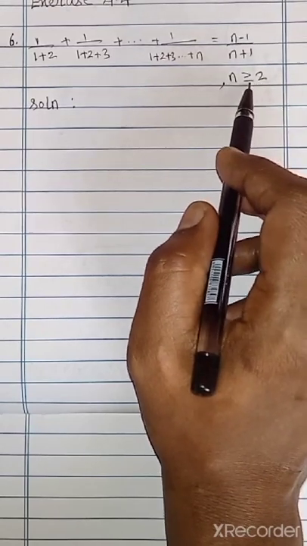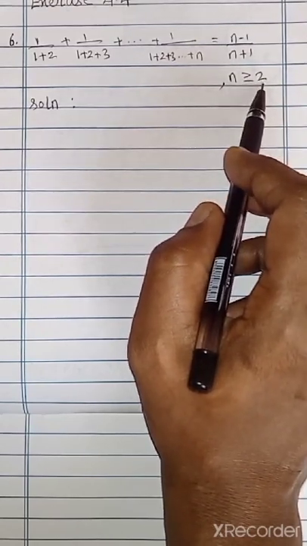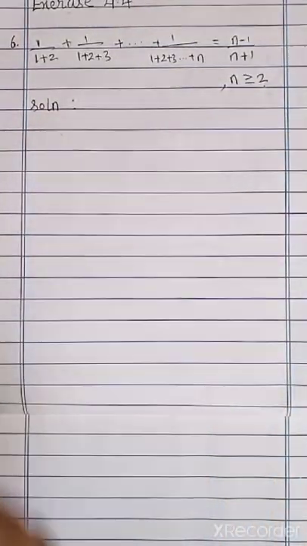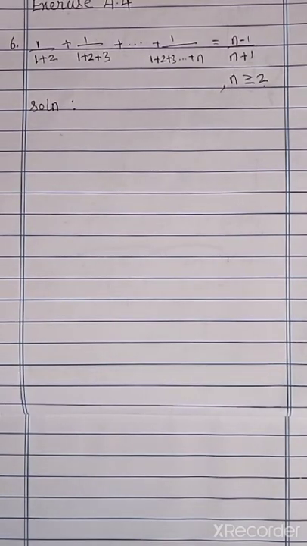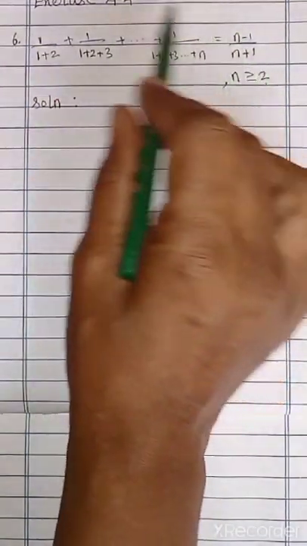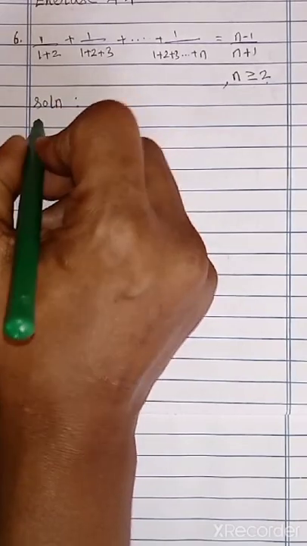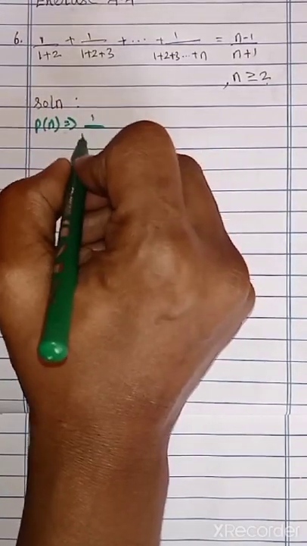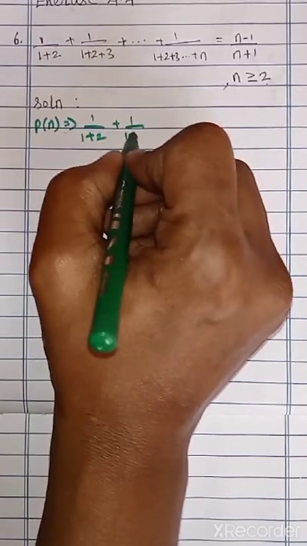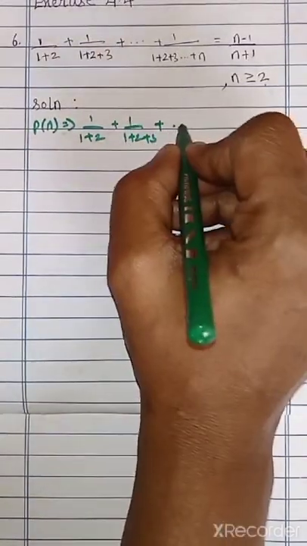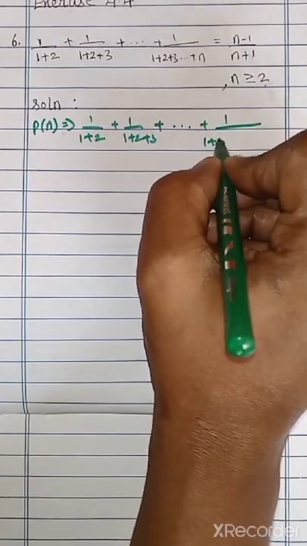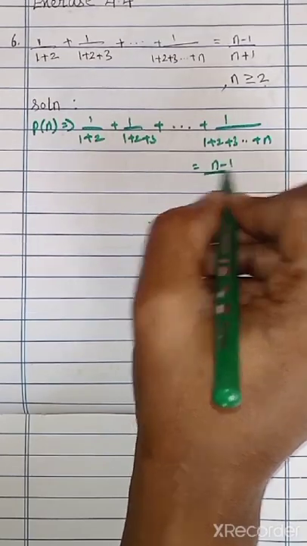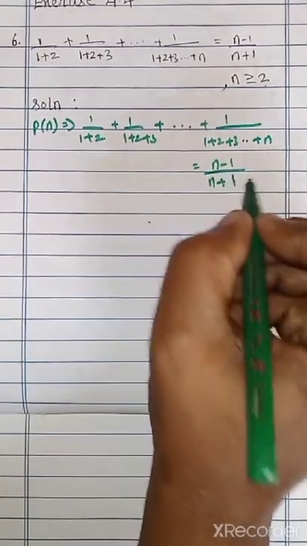Since it is given as n greater than or equal to 2, we have to start with n equal to 2. If we see the solution, what is the first step? Whatever the question is given, we have to take it as P of n, correct? So first step, P of n implies 1 by 1 plus 2, 1 by 1 plus 2 plus 3, etc., up to 1 by 1 plus 2 plus 3 etc. up to n, which is equal to n minus 1 by n plus 1.